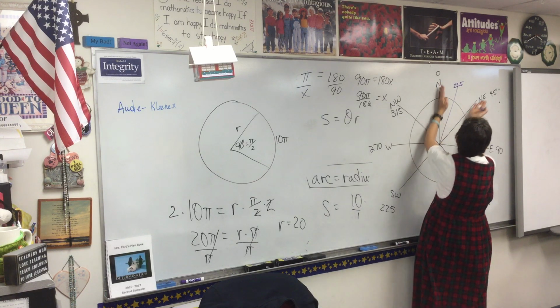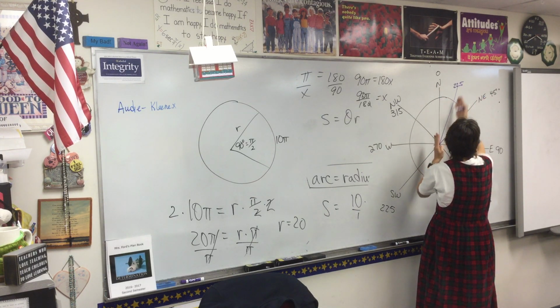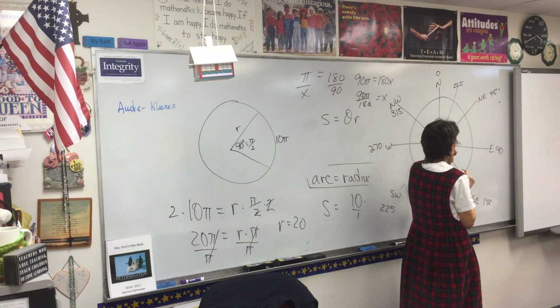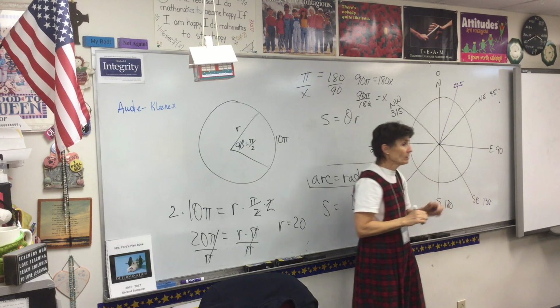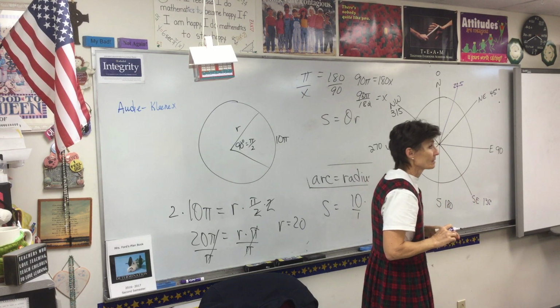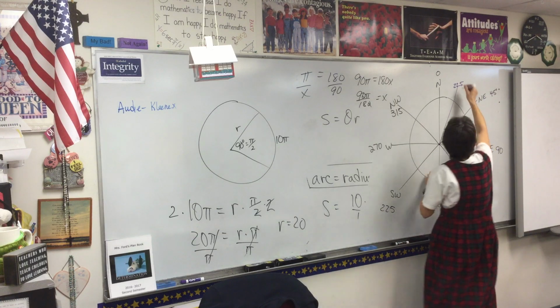Because this is 45, right? So that's 22 and a half. Now, anybody know what we would call that purple line? North, northeast.